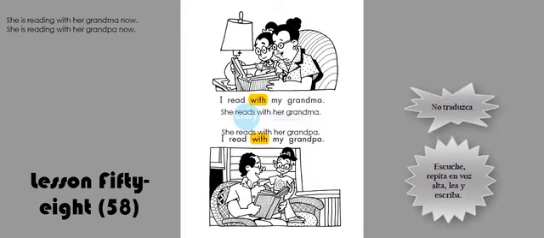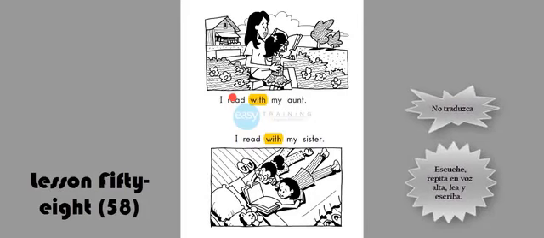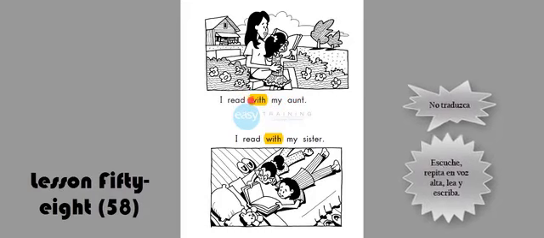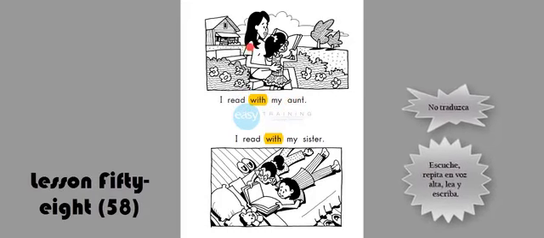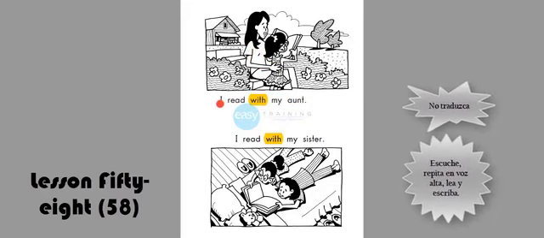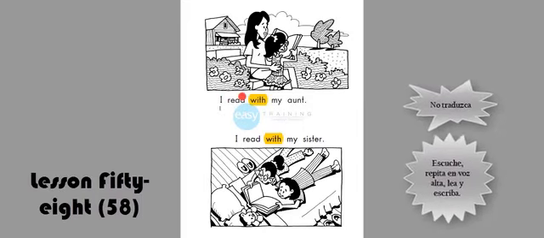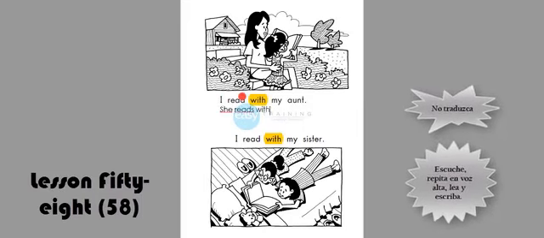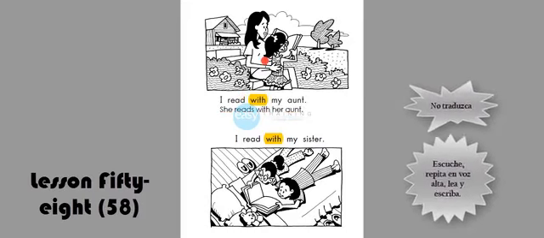On the next page, the girl says, I read with my aunt. This is the girl's aunt. And I can say and write, she reads with her aunt.